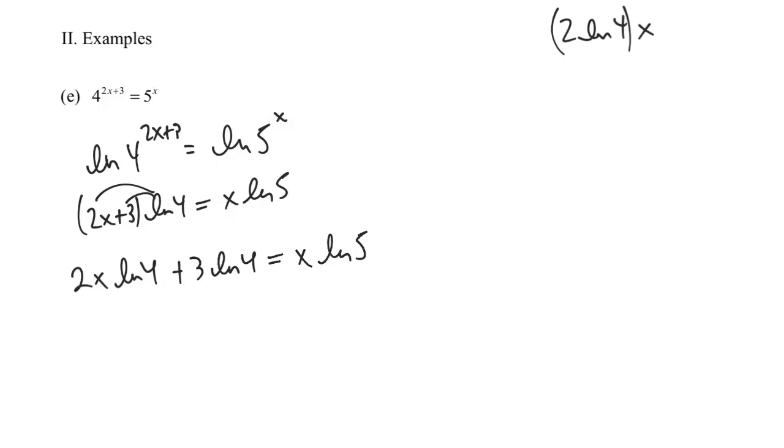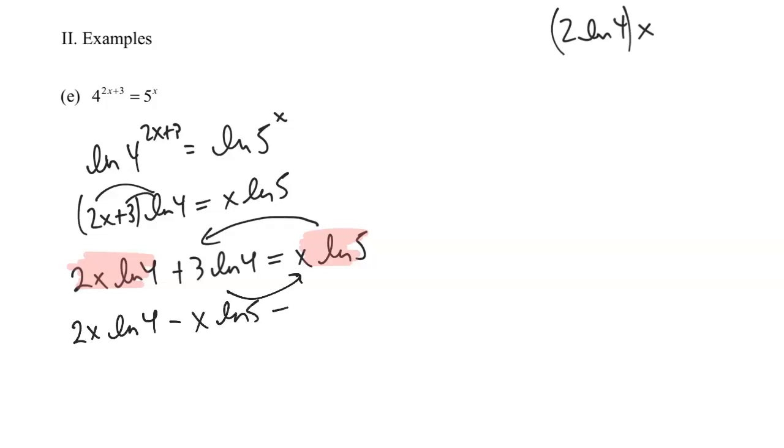And so just doing a quick inventory here of where all of my terms are, I've got a term that has x here, and I've got a term that has x here. And so I need both of those to be on the same side of the equation. And so what I'm going to do is subtract this one that's on the right-hand side over to the left, and then I'm going to move this other term that does not have x to the right-hand side and just change its sign. So that one's going to get moved over to that side. So what I'm going to have here is 2x ln of 4 minus x ln of 5 is equal to negative 3 ln of 4.